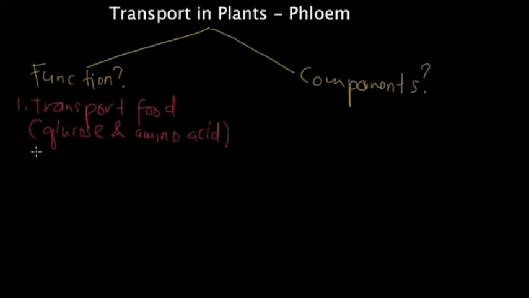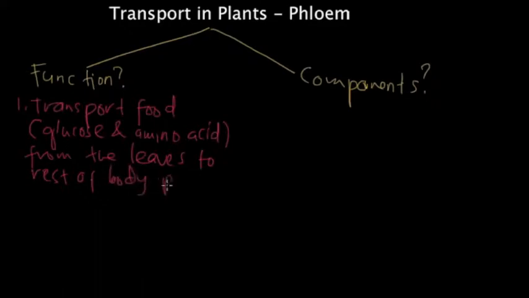Since glucose is a product of photosynthesis, the transport of food will be done from the leaves to the rest of the body parts. Or you can also say that the function of phloem is to transport food in the form of glucose and amino acid downwards, because the leaves are always positioned on the upper part of the plant's body. So that's it regarding the function of phloem.